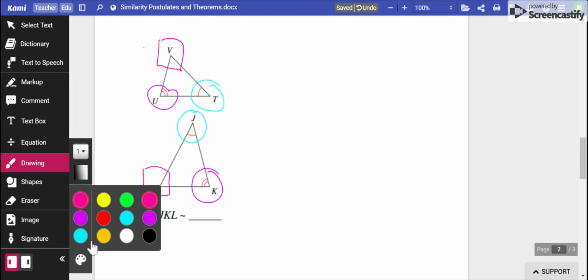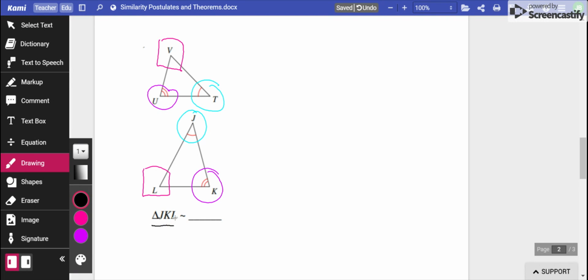And again, I have to label this in the same order that they have the question stated. So triangle JKL is going to be identified. Now, I did a teal color and then a purple color and then a pink square. I've got to do it in the exact same order. So in this case, it's going to be TUV.